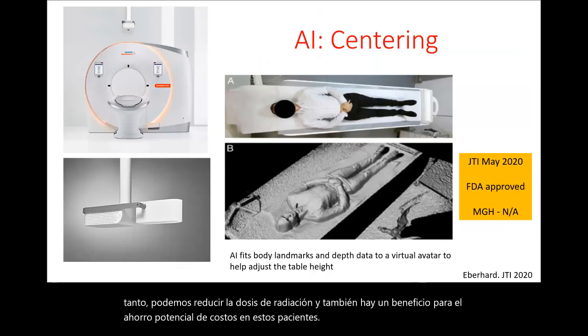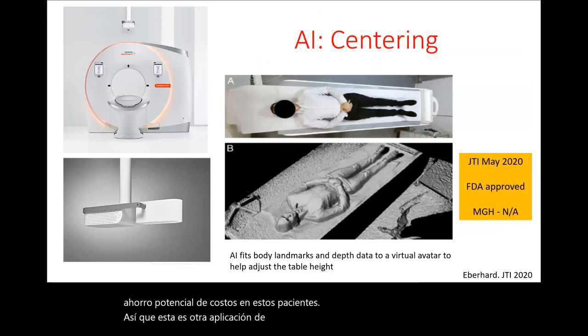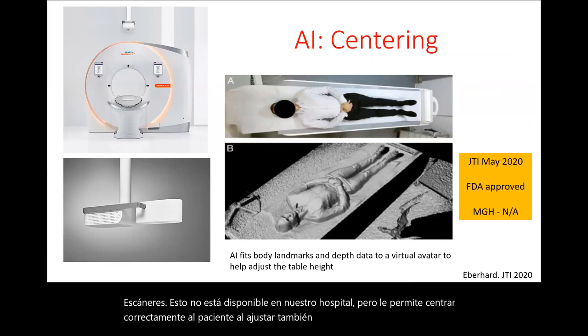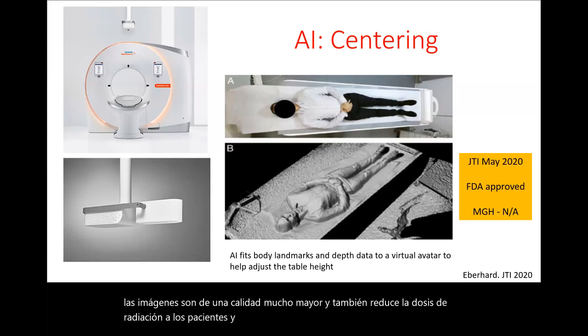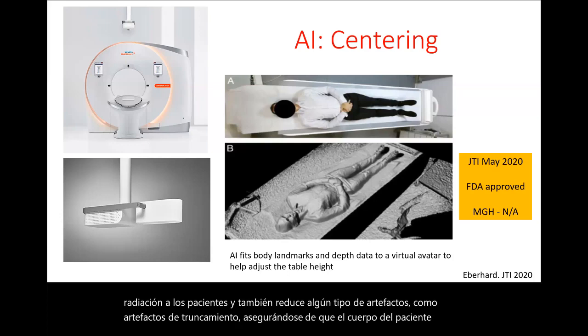So this is another application of the AI. This is available in advanced or newer CT scanners. This is not available in our hospital, but it allows you to properly center the patient by also adjusting the table height. Therefore, the images are of much higher quality, and also it reduces the radiation dose to the patients, and it also reduces some artifacts such as truncation artifacts by making sure that the patient's body is not touching the CT gantry.